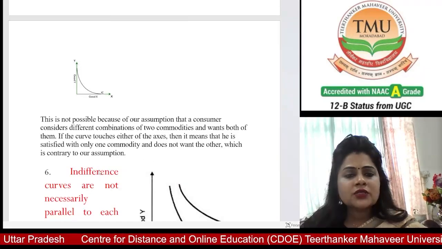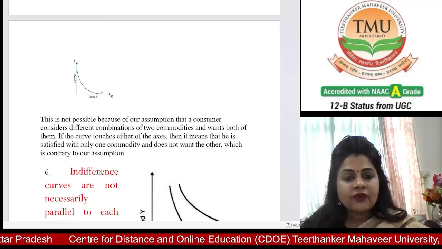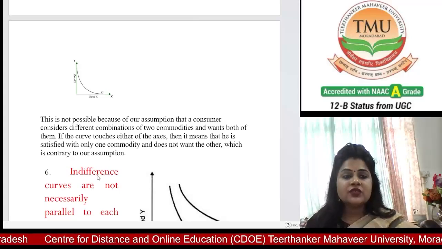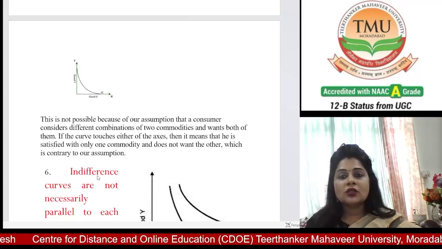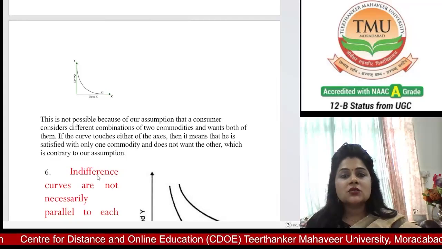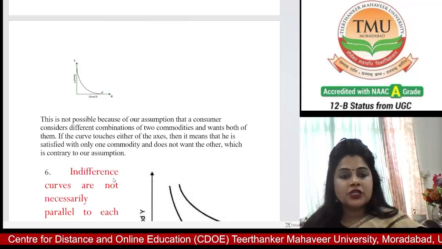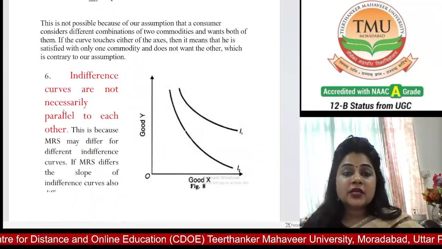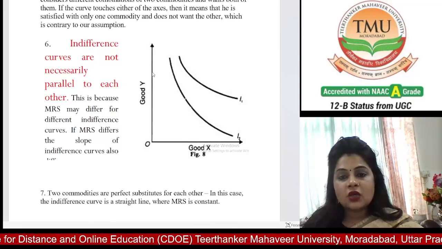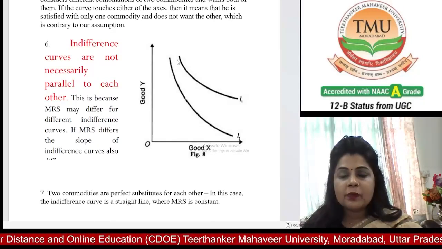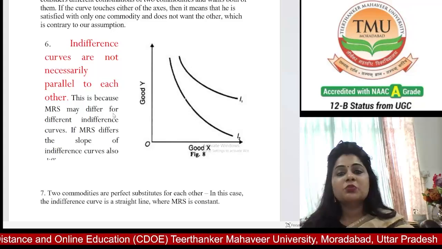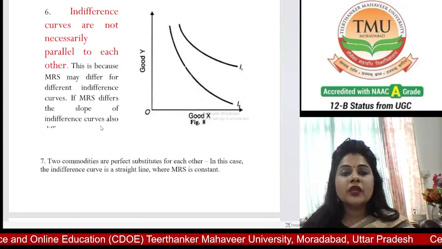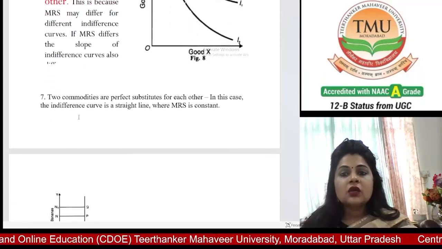I think you have understood that the indifference curve never touches the x-axis or y-axis, because the indifference curve is based on the assumption that a consumer considers different combinations. Now, indifference curves are never parallel to each other. This is because MRS may differ for different indifference curves. If MRS differs, the slope of the indifference curve also differs.